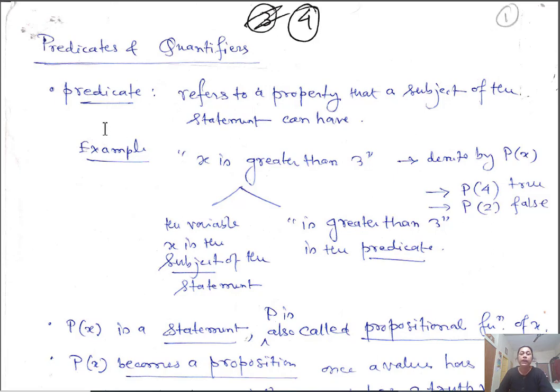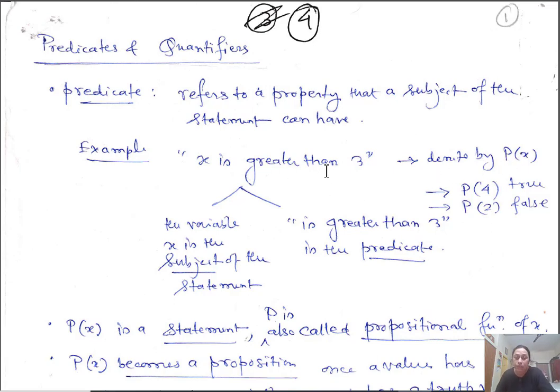Okay. A predicate refers to a property that the subject of a statement can have. So any sentence has a subject and a predicate. Take the statement x is greater than 3. In this statement, the variable x is the subject, and the predicate is greater than 3. We denote it by P(x).